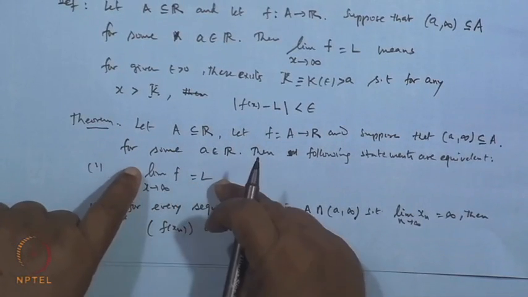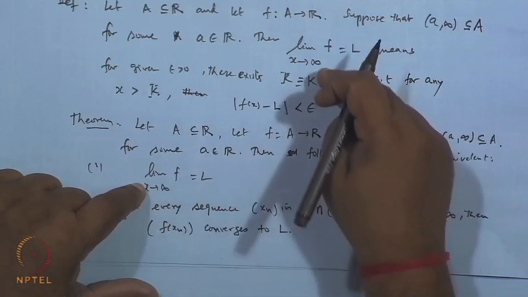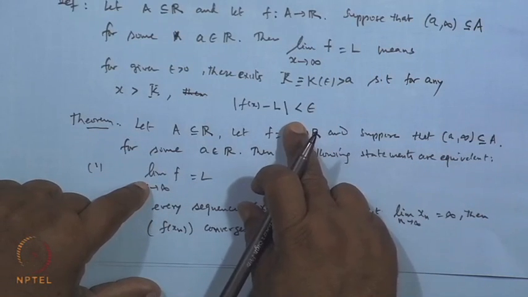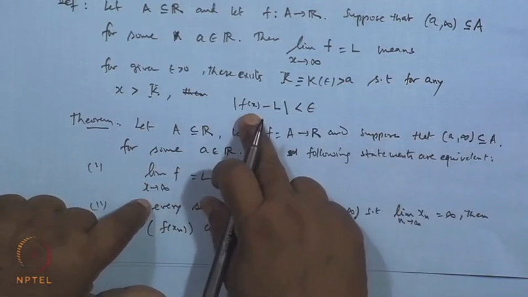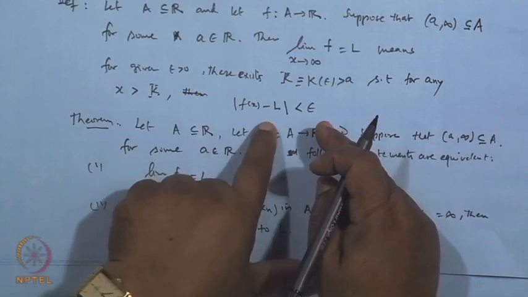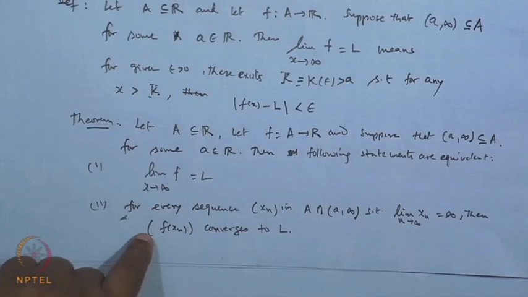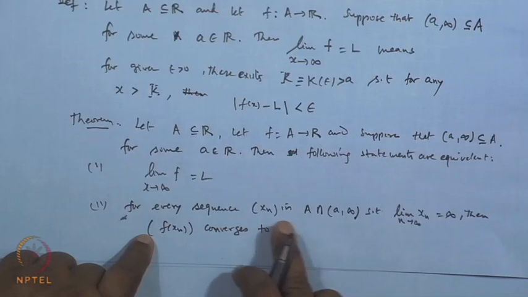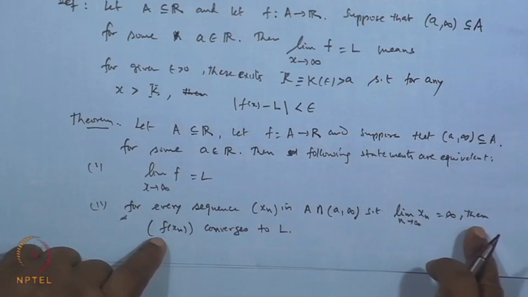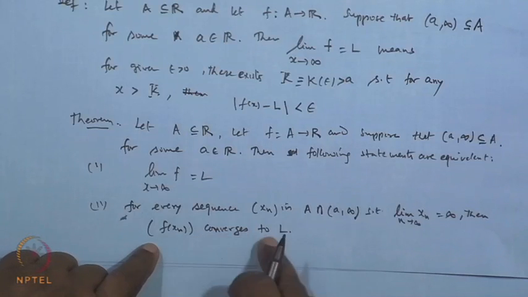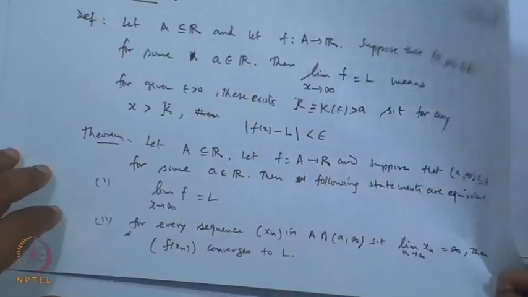When we say the limit of f as x tends to infinity is L, then in terms of the epsilon-delta definition, for a given epsilon we can identify a k such that for all x greater than k, the difference f(x) minus L will be small. And in terms of a sequence, if x_n is a sequence tending to infinity, then the corresponding functional values will converge to L, close to L. So, that is the equivalent definition. Okay.